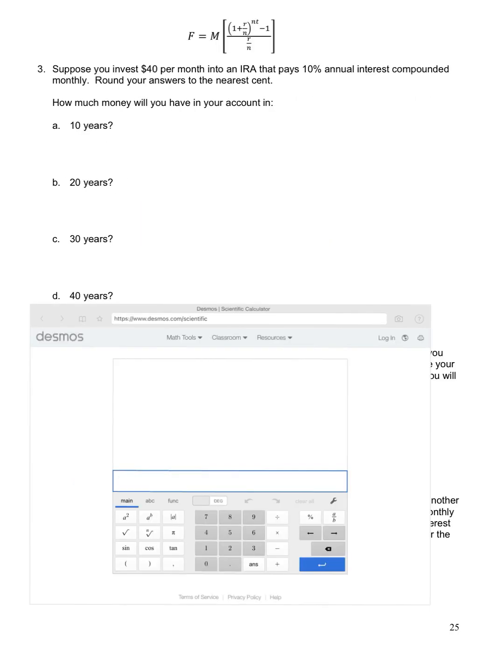Suppose you invest $40 per month into an IRA that pays 10% annual interest, compounded monthly. Round your interest answers to the nearest cent. How much money will you have in your account in 10 years?